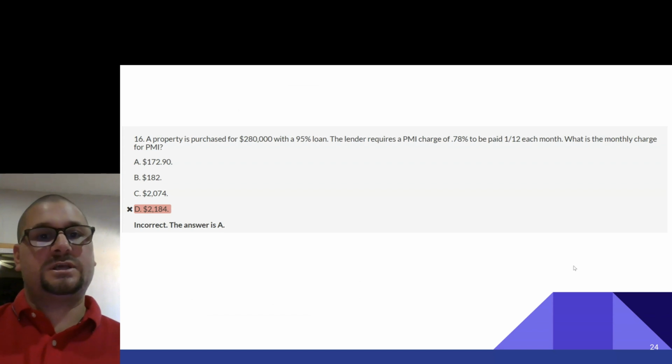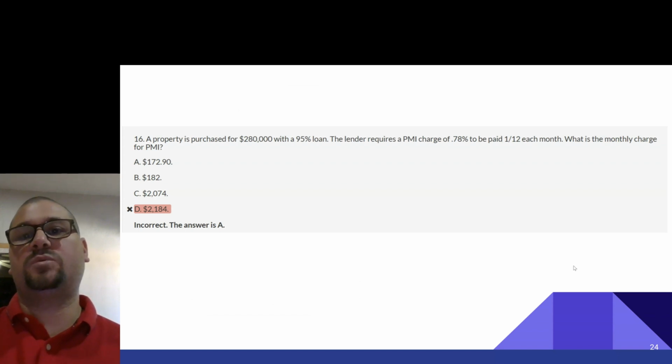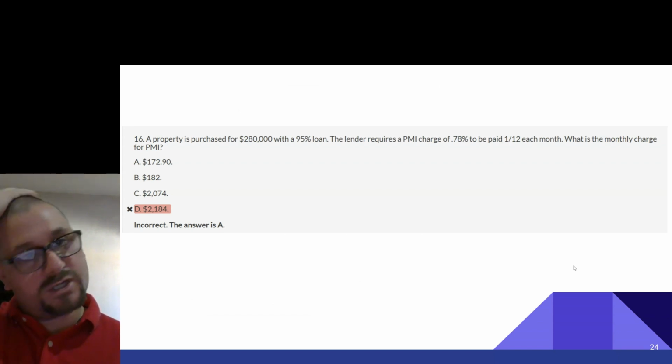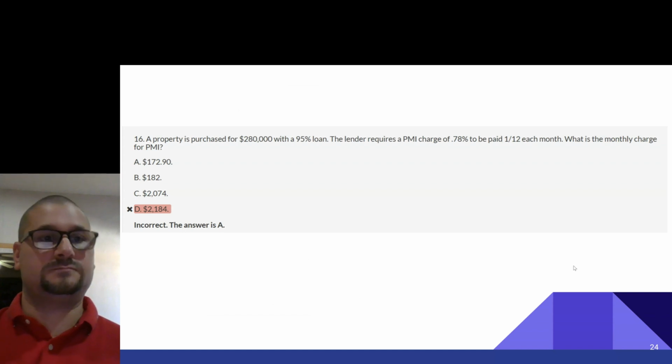A property is purchased for $280,000 with a 95% loan. The lender requires a PMI charge of 0.78% to be paid 1/12 each month. What's the monthly charge for PMI? The answer is Alpha, $172.